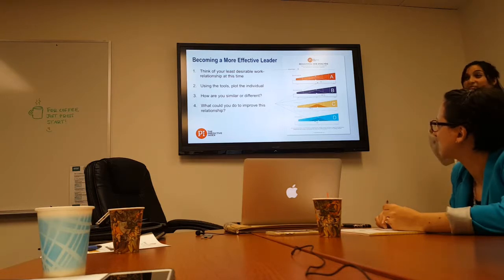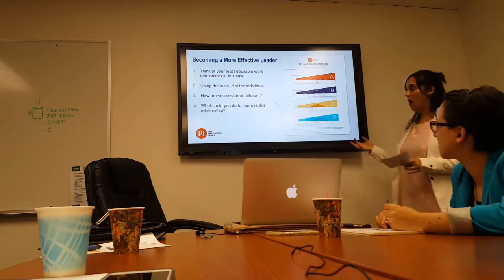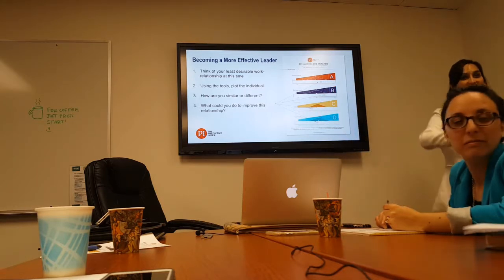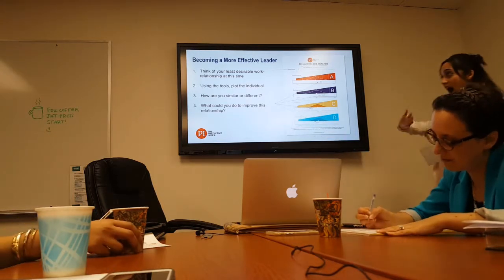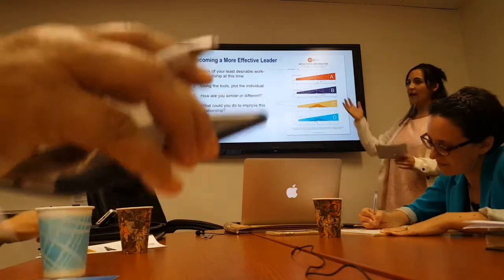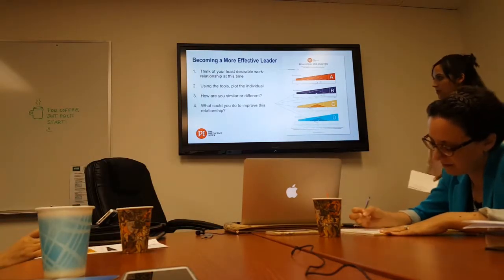So think about that person and think about their behaviors. Using those tools, plot the individual on this graph based on those factors that we talked about. The other person, yes. You're thinking about the other person. And then going through that exercise, compare that to yourself. How are you similar? How are you different? And what can you do to improve this relationship?